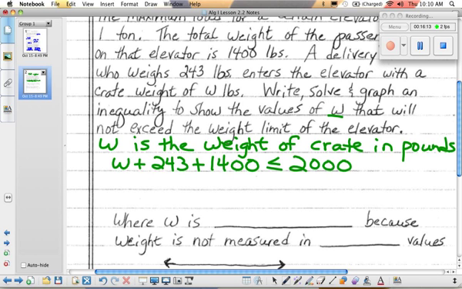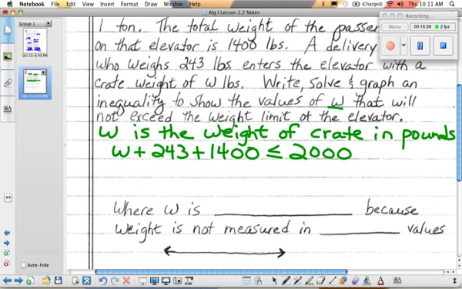1,400 is the weight of all the people already on there in pounds. And then is less than or equal to, that tells me that at most, it better be 2,000 pounds. Is that the way this situation is? At most, we can put 2,000 pounds on this elevator. And the 2,000 pounds comes from what? The 1 ton. We had to convert that into pounds, didn't we?